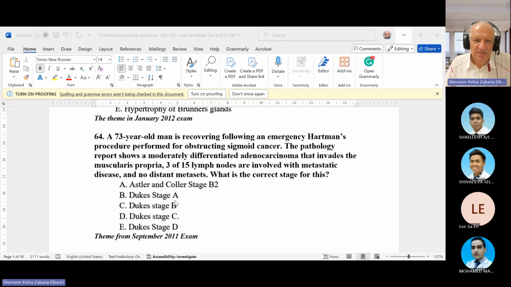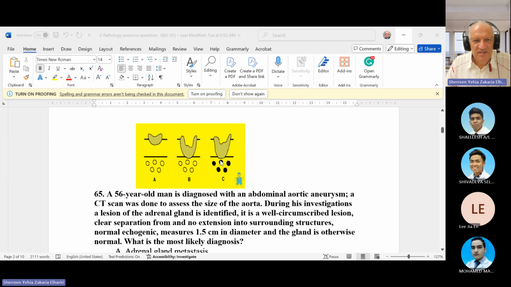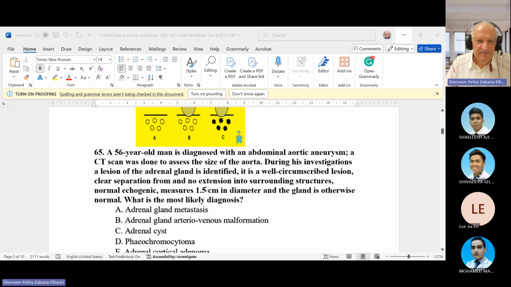Again, the important thing to know for Dukes A, B, C, D is that A has a good prognosis, 95% 5-year survival. D is very bad, 25% 5-year survival. B is about 70%, C about 50%. So this is important to know, Dukes. A, B, C reflect the thickness of the colon involvement. Superficial is A, whole thickness is B, whole thickness and lymph node is C, metastasis is D.